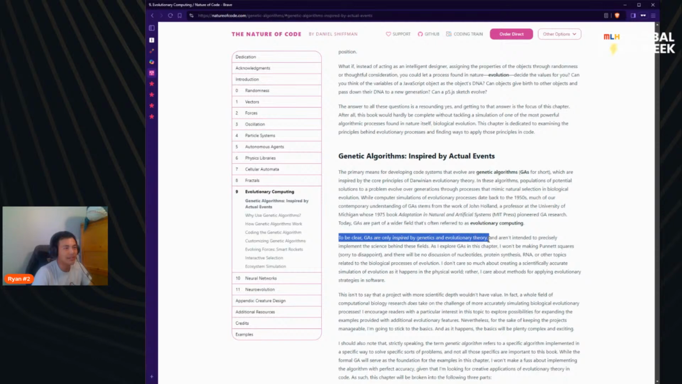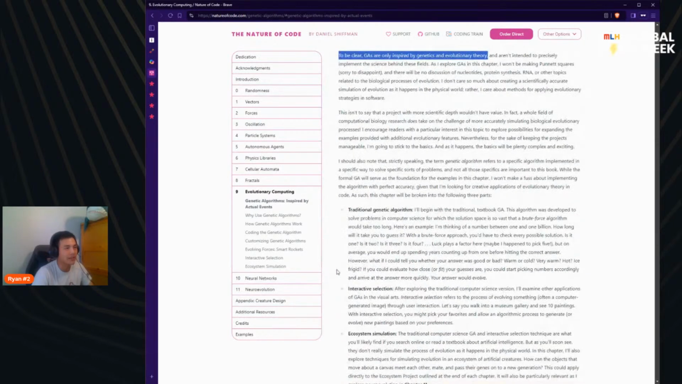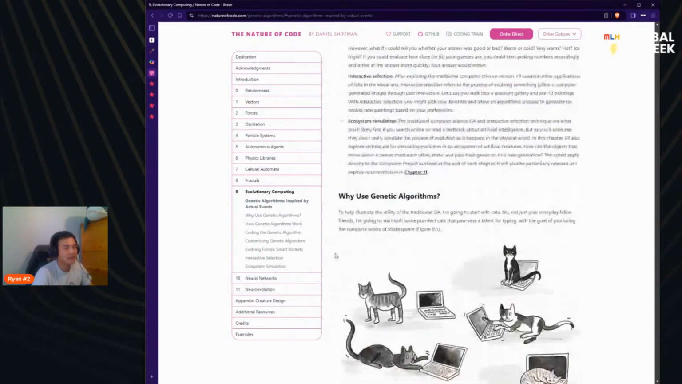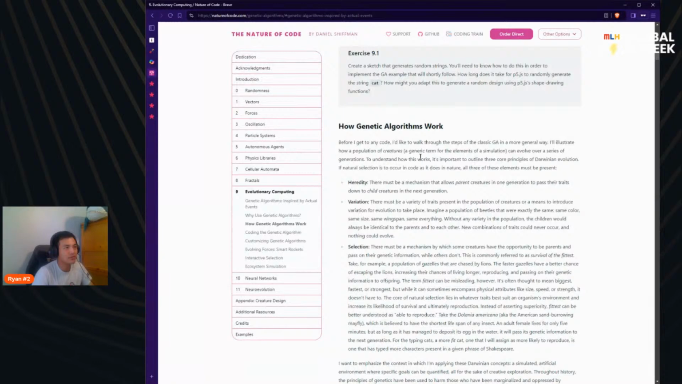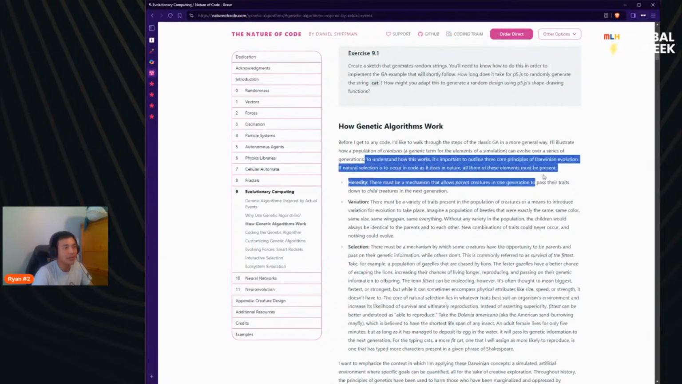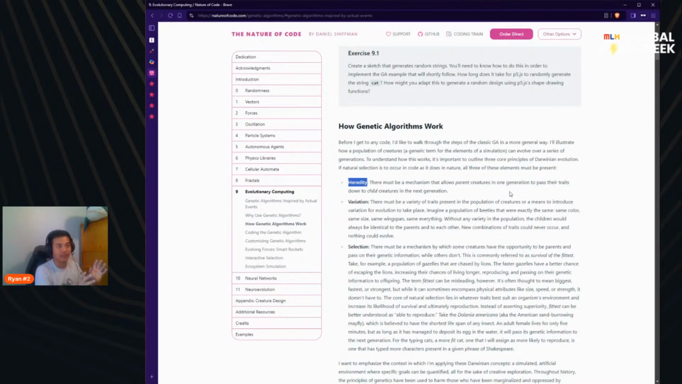They are inspired by genetics and evolutionary theory. Okay, so it implements three of the core principles of Darwinian evolution. The first is heredity, in the sense that the parents of these entities can pass down their traits to their children. Then there's variation, wherein the children can be different, and that's where the randomization happens. And then selection, which is where we figure out which of those children, or entities, ended up being really good.